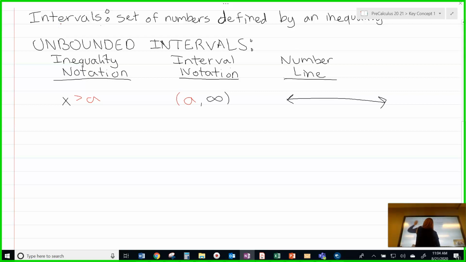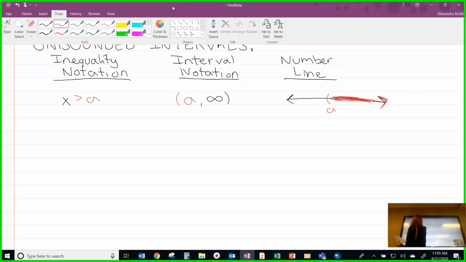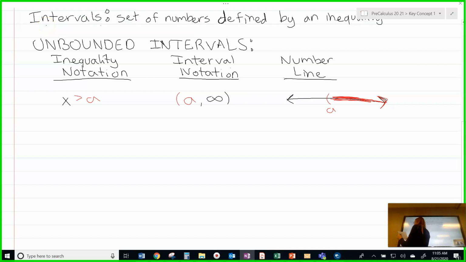Wherever a is, the way the book does it is you draw a little parenthesis. So that's where a would be on your number line. And since it's every number bigger than that, you're just going to shade this in. Okay, and that's it.